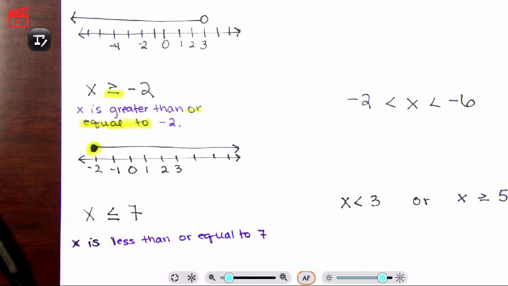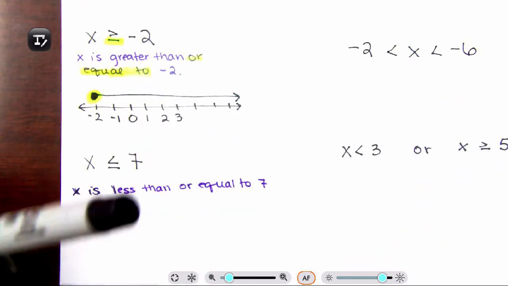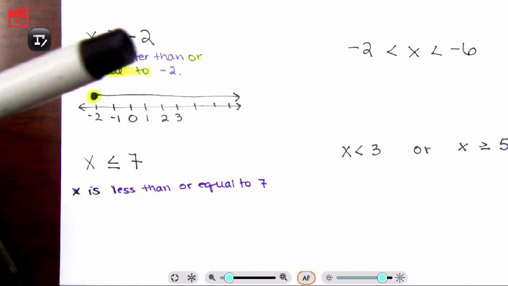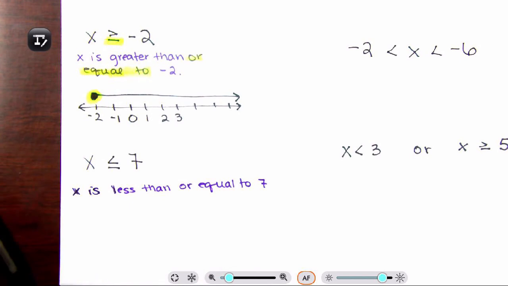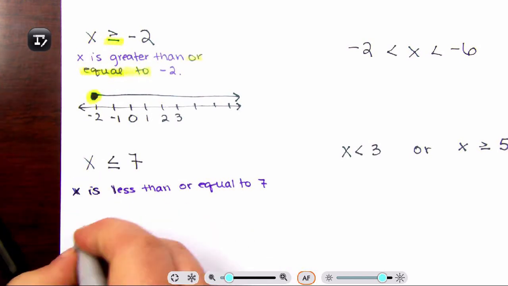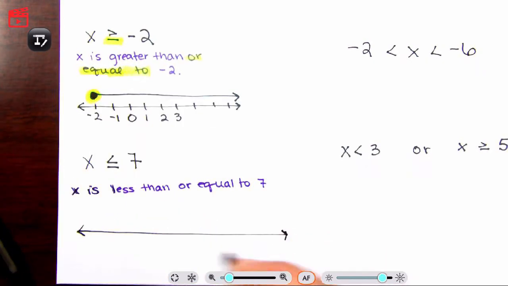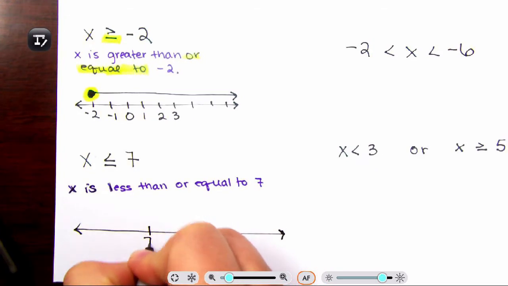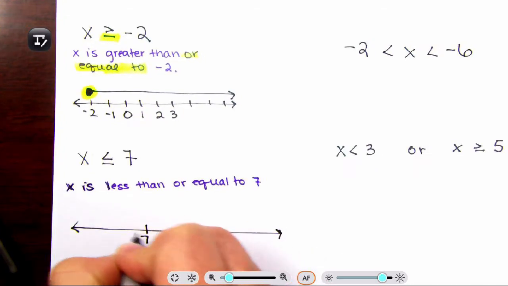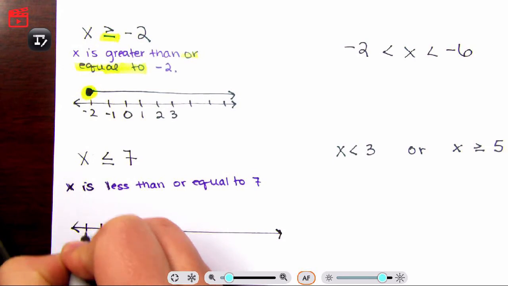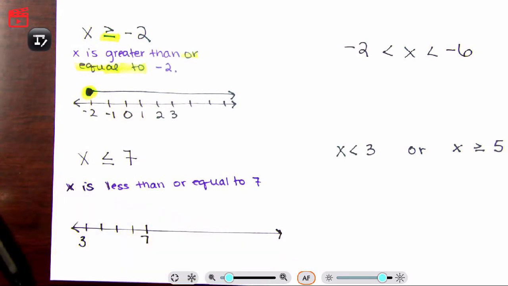So x is less than or equal to 7. So how would that look on a number line? Here's our number line. We want 7. So here's 7, 6, 5, 4, 3. And again, you don't need to have 0 on a number line because of these arrows. These arrows mean that the numbers continue in both directions.